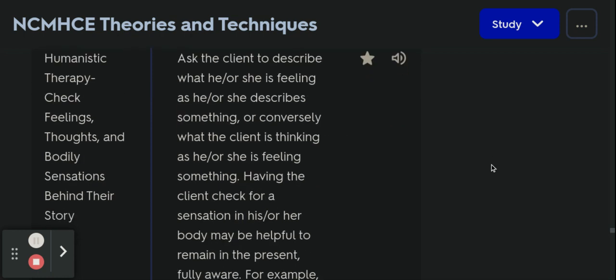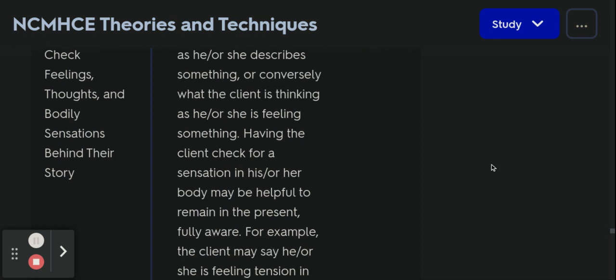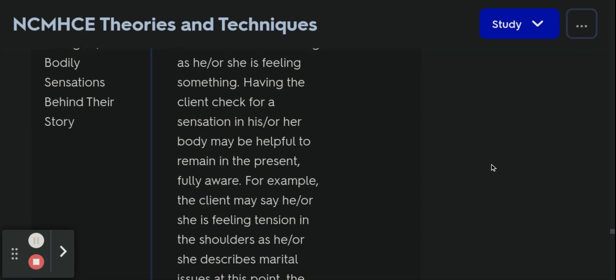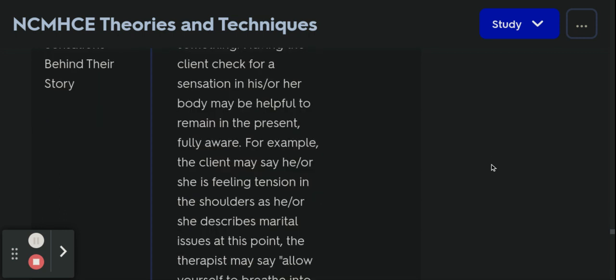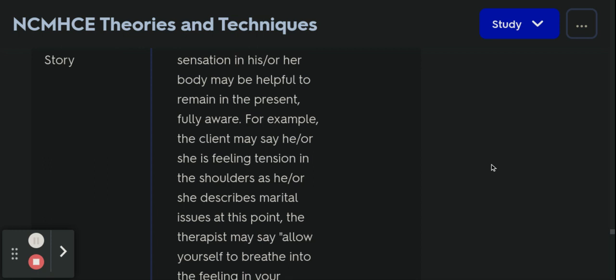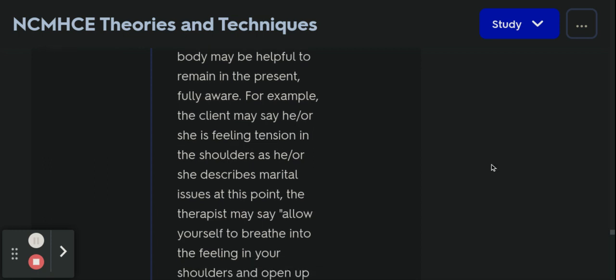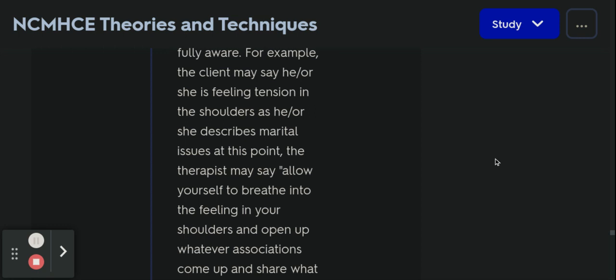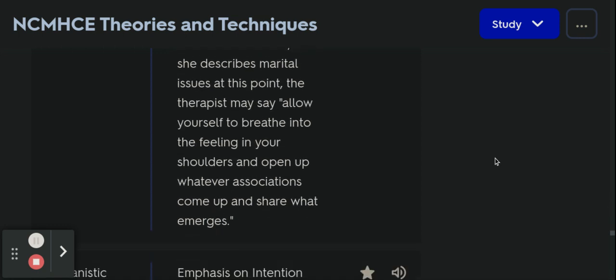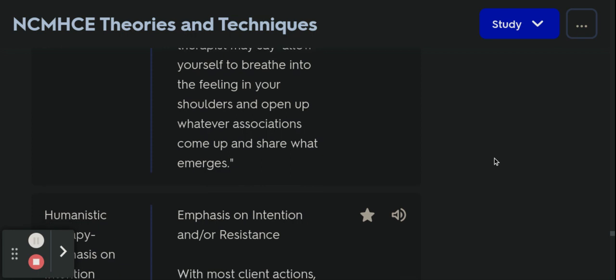Humanistic therapy checks feelings, thoughts, and bodily sensations behind their story. Ask the client to describe what he or she is feeling as he or she describes something, or conversely, what the client is thinking as he or she is feeling something. Having the client check for sensation in his or her body may be helpful to remain in the present, fully aware. For example, the client may say he or she is feeling tension in the shoulders as he or she describes mental issues at this point. The therapist may say, allow yourself to breathe into the feeling in your shoulders and open up whatever associations come up and share what emerges.